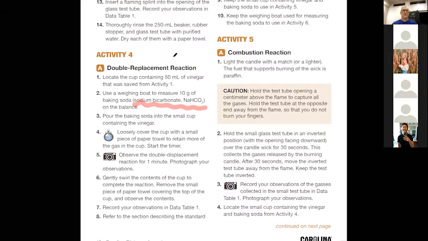So we're going to be forming sodium acetate, and the vinegar, which is hydrogen, along with the acetate. And the hydrogen is going to go to the sodium bicarbonate. Then the sodium bicarbonate actually decomposes and forms CO2.